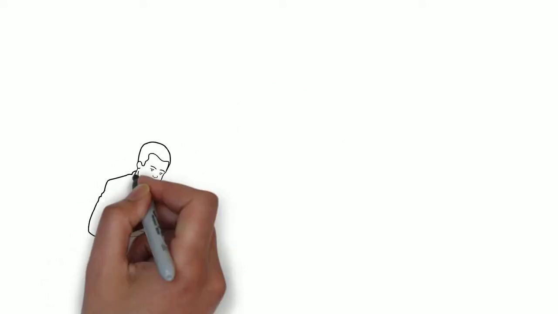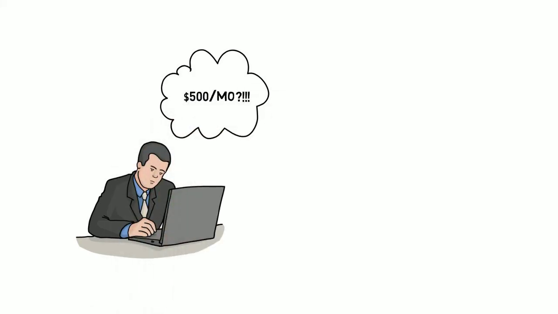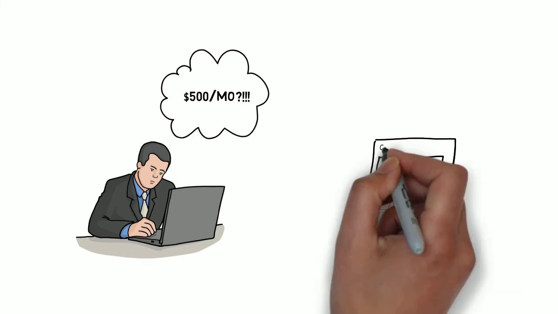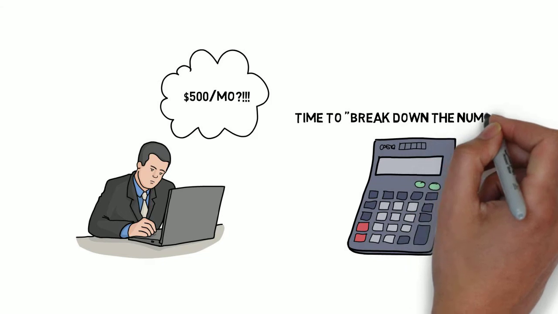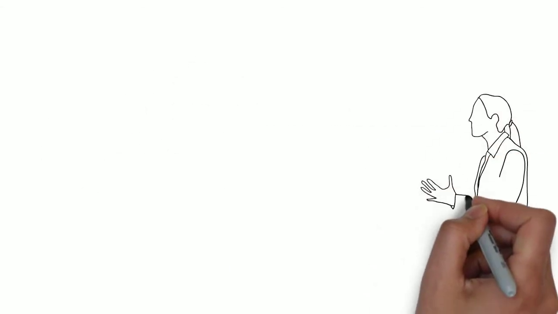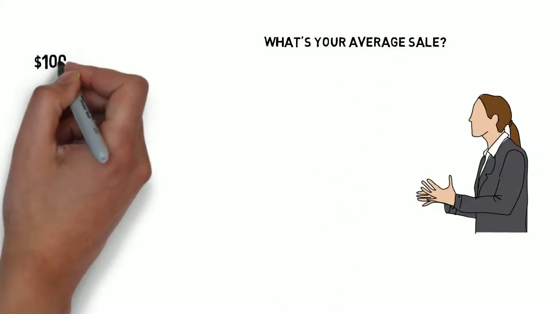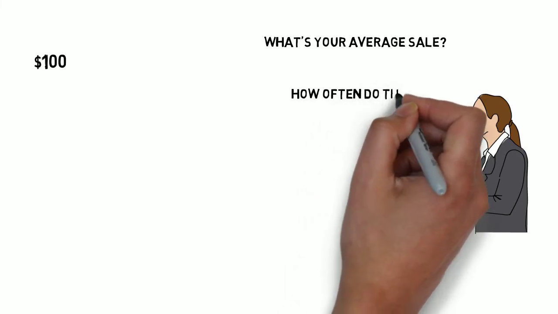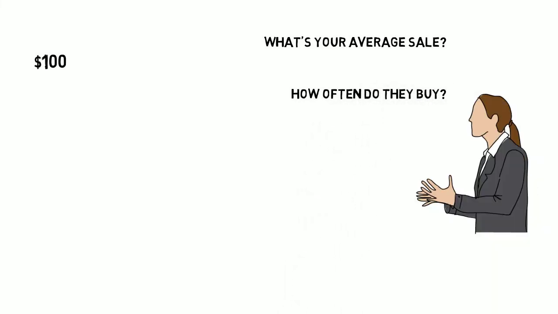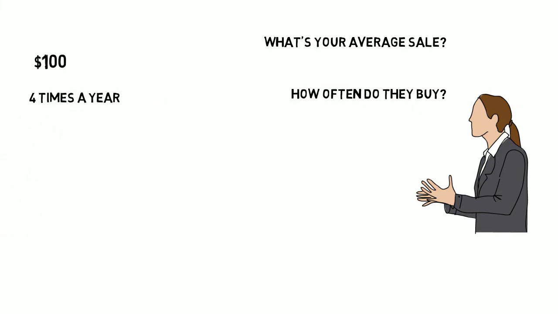And here's an example. So let's say that you're talking to an advertising sales rep and they're selling you a service for $500 a month. Now, $500 a month sounds like a lot of money. So the ad salesperson is going to whip out their calculator and they're going to quote unquote break down the numbers. So he or she is then going to ask you what your average sale is, and you say $100. Then the ad salesperson says to you, okay, so how often does that customer come back and buy from you in an average year? And to which you say, about 4 times a year.